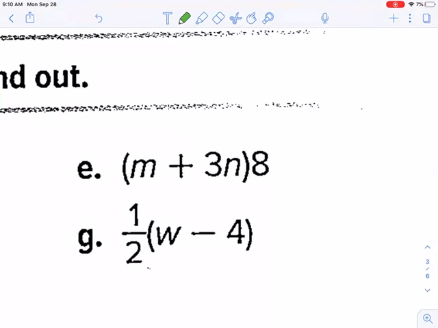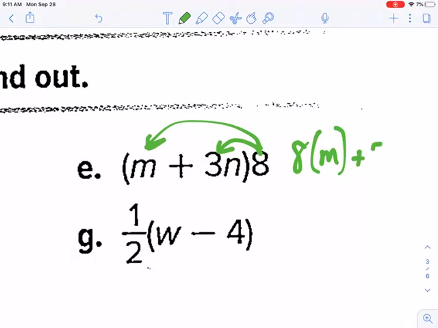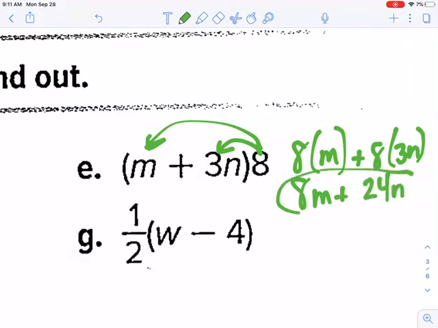Okay, this one, the 8's on the other side, but that doesn't matter. Just make sure the 8 goes to everything inside. So you have 8 times M, plus in the middle, and then 8 times 3N. So 8M plus 8 times 3N is 24N. You cannot combine those because one has an M and one has an N.